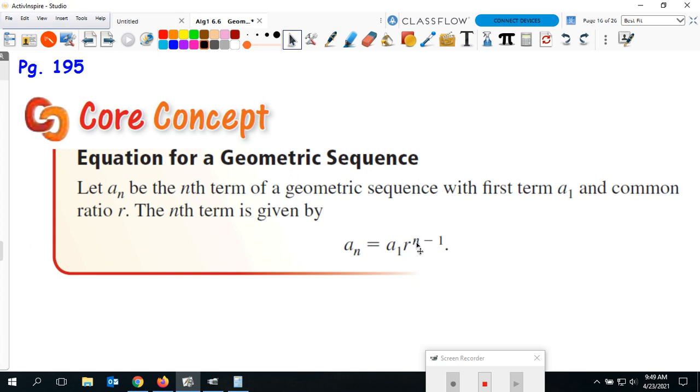So n would be actually what number in the term, what position number are we going to be looking for? That's what the n would be. And so we can put it right here in the exponent spot. So it's n minus 1. So this is what we need to remember for writing a geometric sequence. We had a very similar one when we wrote an arithmetic sequence back some time ago.